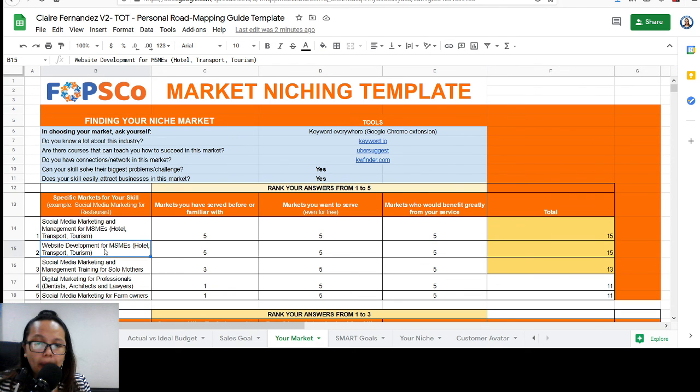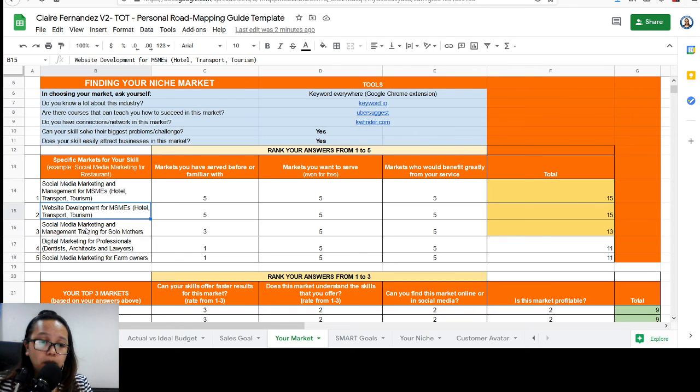Another specific market for my skills is website development for micro, small, and medium enterprises, the same for hotels, transport, and tourism. So it's still 5 and 5, a total of 15 also. Next is social media marketing and management training for solo mothers, which I'm also currently conducting, but this is a long-term goal for us. I was able to conduct 3 already in Cebu, Naga, and Balamban. We plan to have 5 more and 5 more, a total of 13.